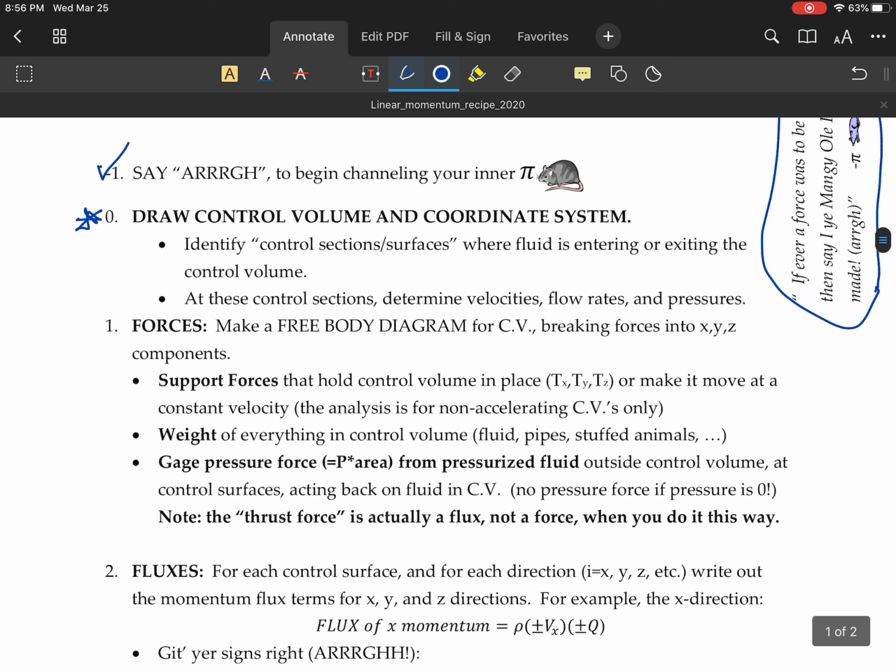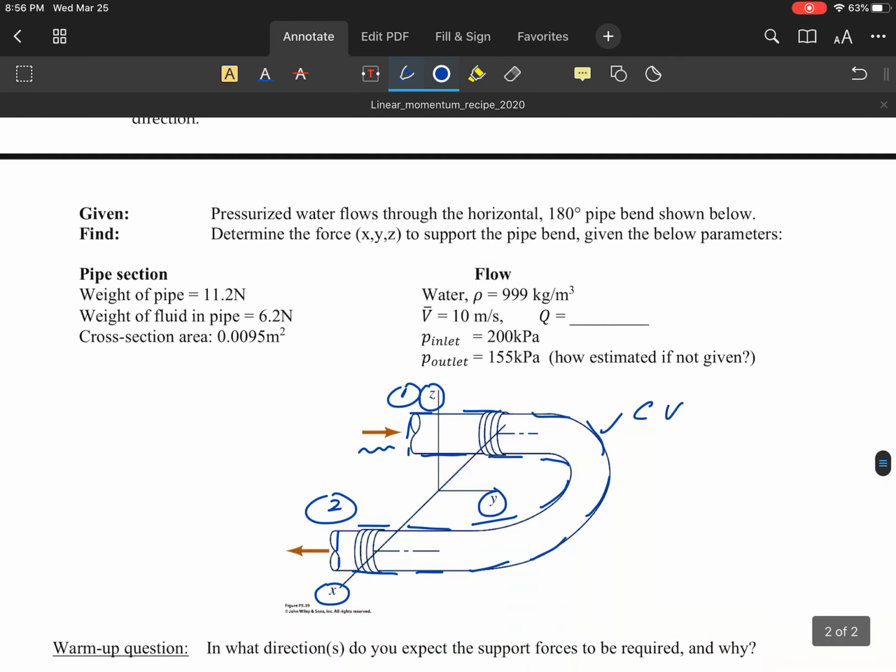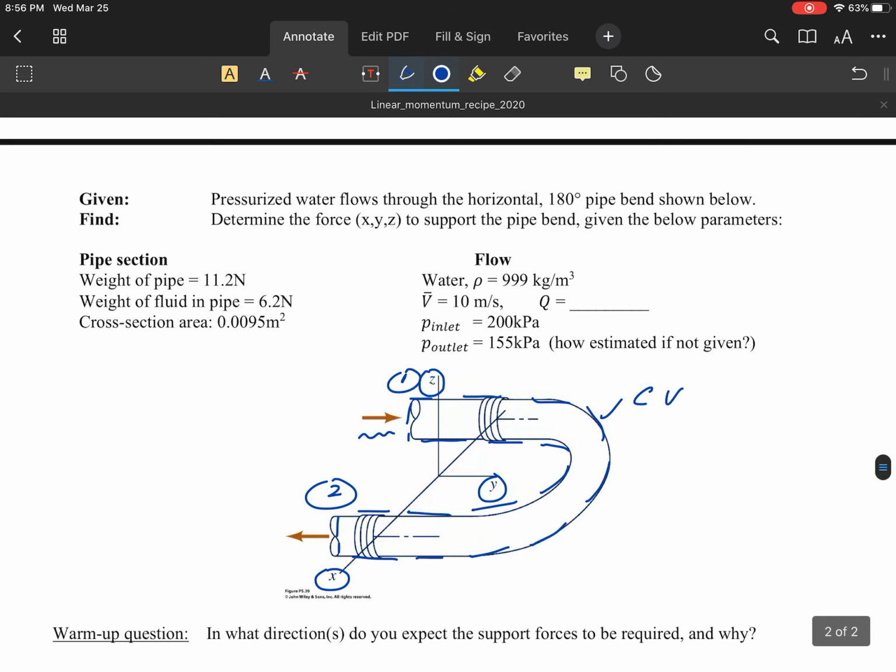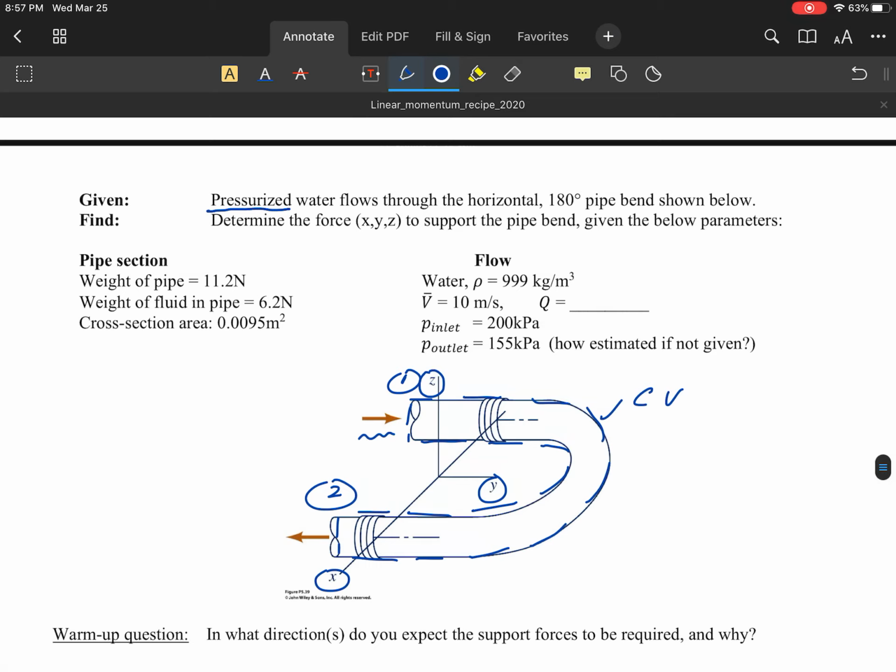Related to that is at these control sections, which are where the fluid is going in and out of the control volume, determine the velocities, flow rates, and pressures. So for this particular example, you have pressurized water, and we are given the pressure at each location. The pressure at the inlet is 200 kilopascals, and the pressure at the outlet is 155. So I'll call this one P1, and I will call this one P2.